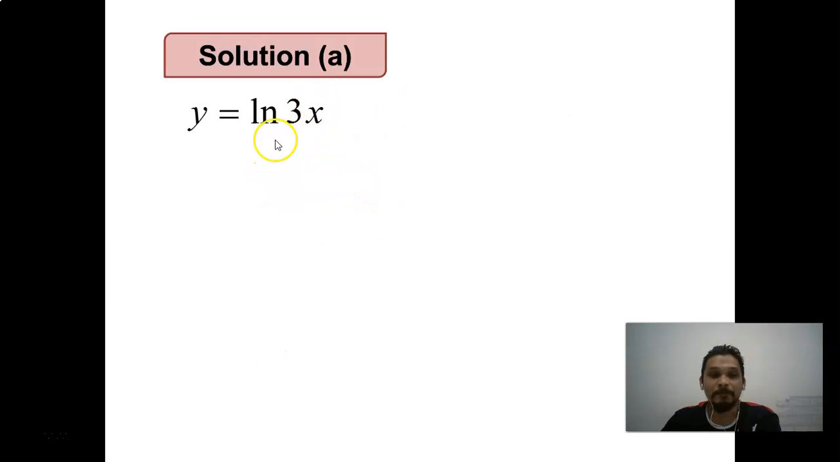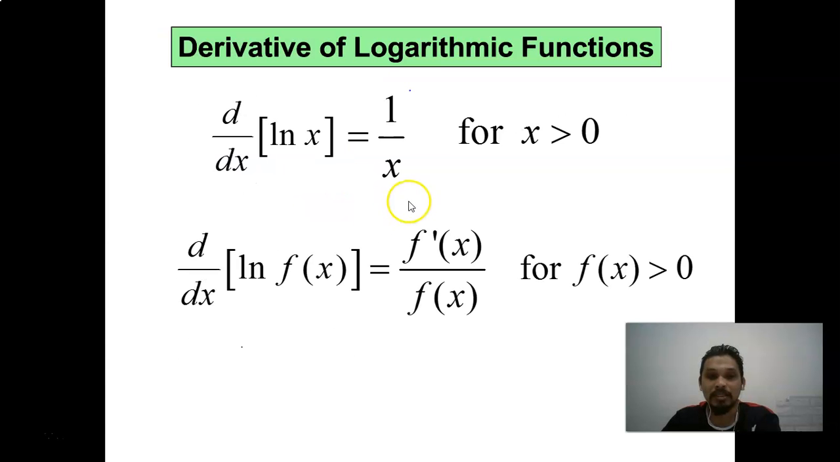Okay, first differentiate y equals natural log of 3x, so then y prime equals the derivative of ln, which gives you 1 over 3x. And then differentiate 3x, which gives you 3. Okay, let's take a look again.